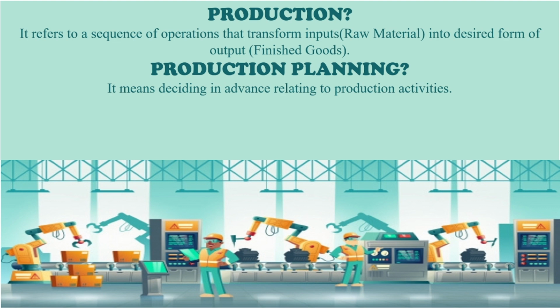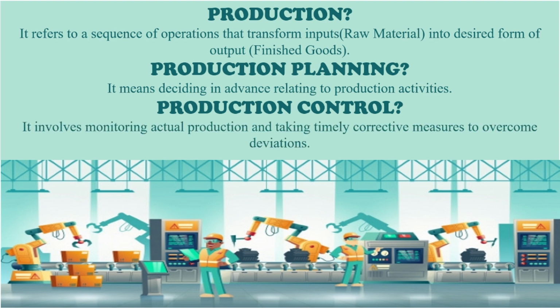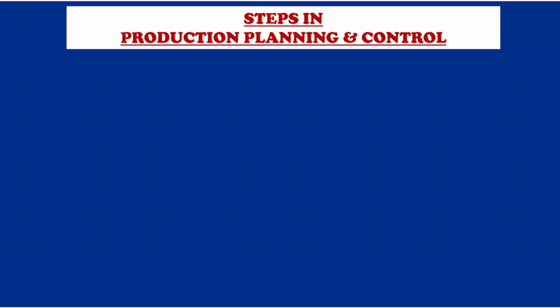Okay? Then what is production control? So it involves monitoring actual production, comparing with the target one, and then taking timely corrective actions if necessary. Simple? So now let's move on to the steps.